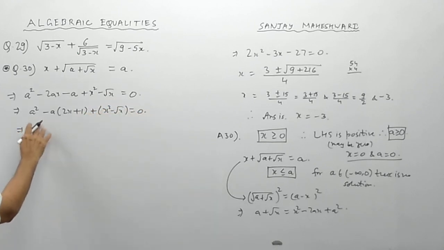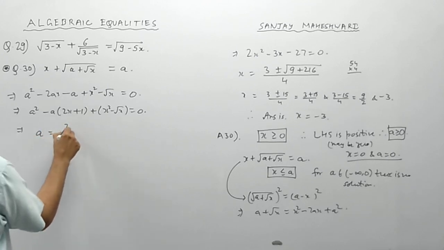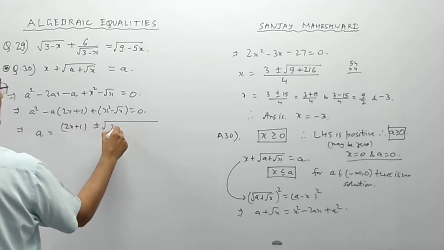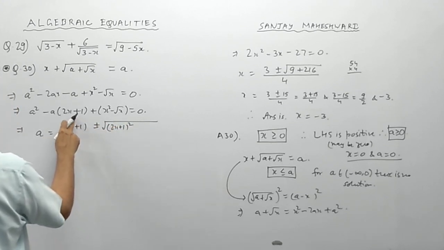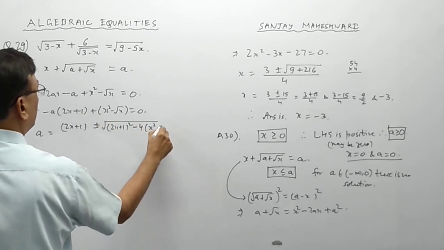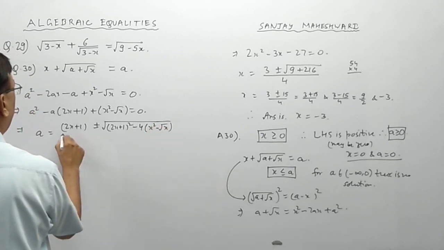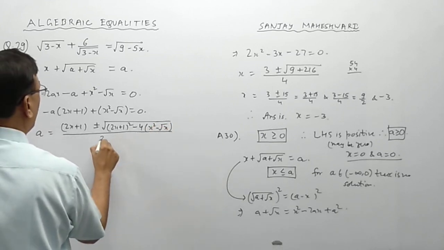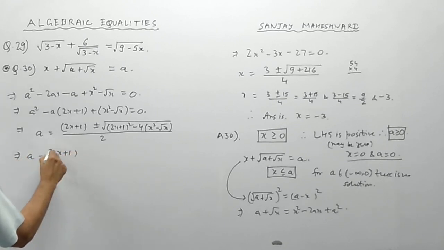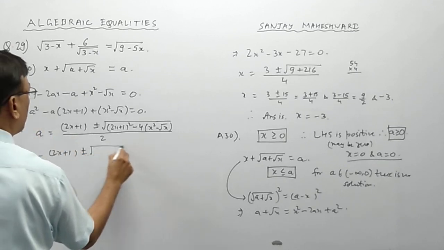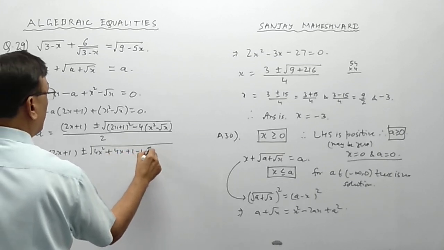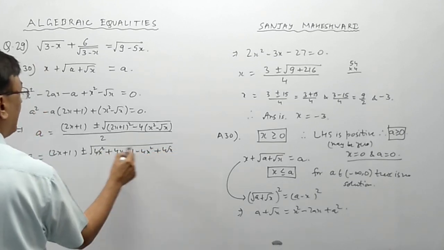If it is a quadratic in a, then we will get a is equal to 2x plus 1 plus minus root over 2x plus 1 whole square, that is b square minus 4ac, divided by 2. So this is equal to 2x plus 1 plus minus root of 4x square plus 4x plus 1 minus 4x square plus 4 root x. So this gets cancelled.